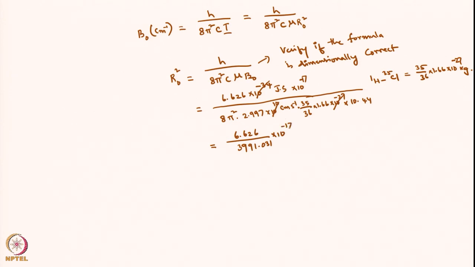Just you can do the math, I have already done it. So, this will now be equal to 1.660 into 10 power minus 20. So, R naught square. I take a square root, R naught will now be equal to 1.288 into 10 power minus 10 meters. You know 10 power minus 10 meters is nothing but your angstrom. So, R naught will be nothing but 1.288 angstrom.